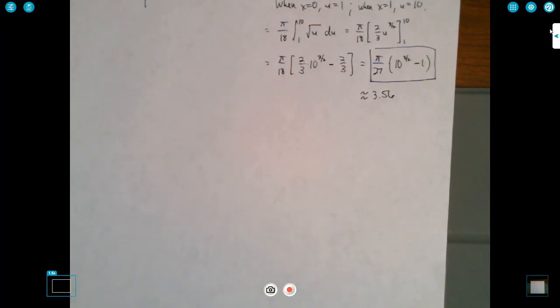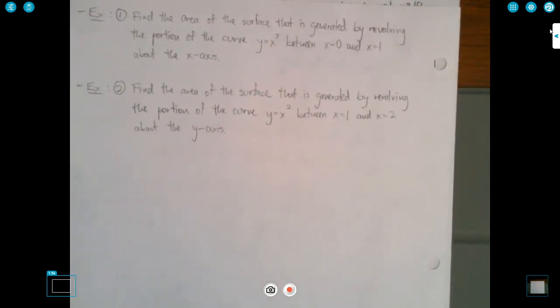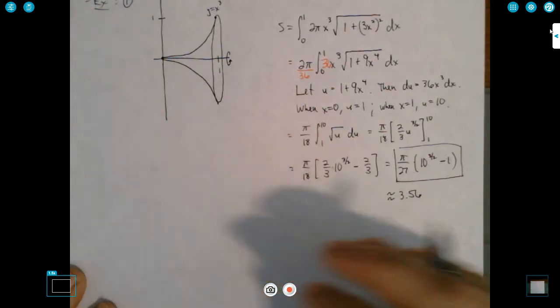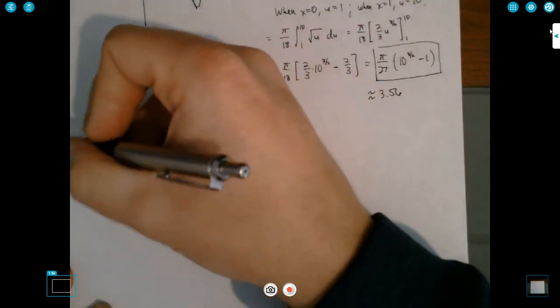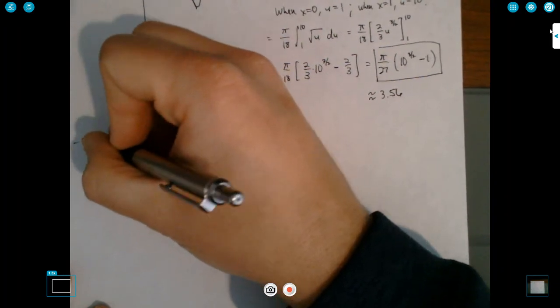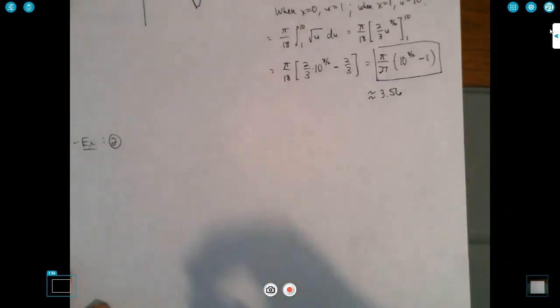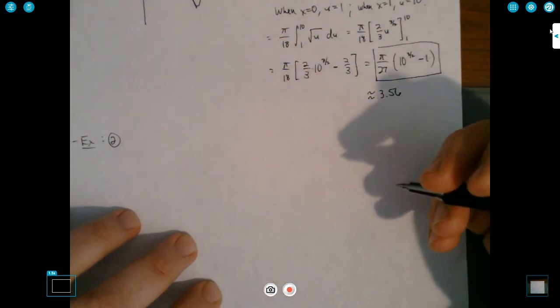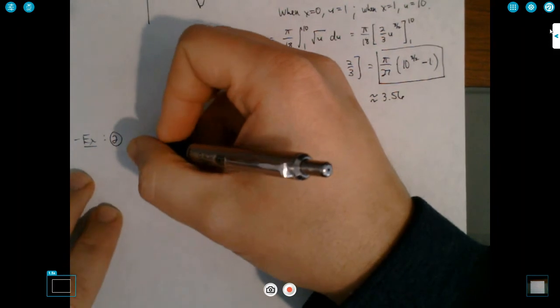Okay, so there's the first example. Second example says, find the area of the surface that is generated by revolving the portion of the curve y equals x squared between x equals 1 and x equals 2 about the y-axis. Okay, so we're going to revolve the other way, but we've got y equals x squared. This time we want to go between x equals 1 and x equals 2.